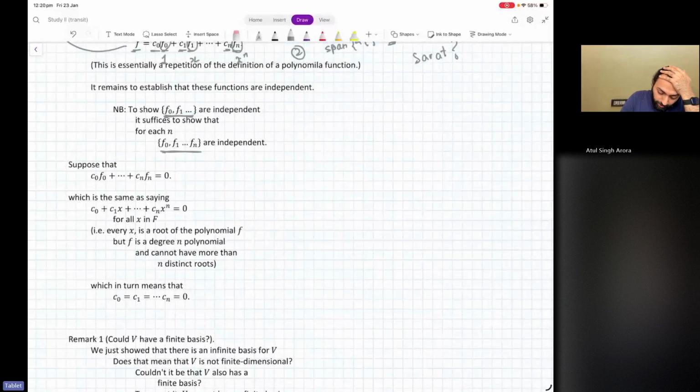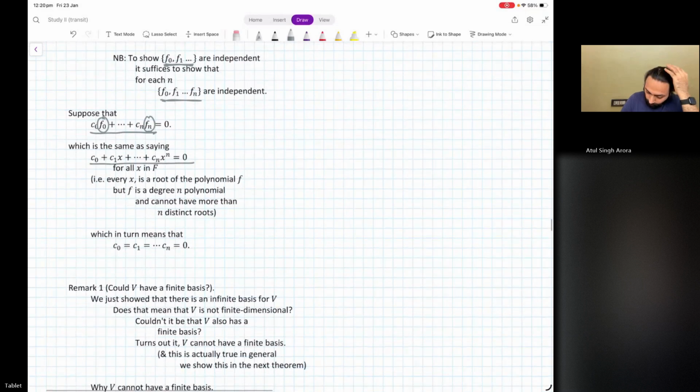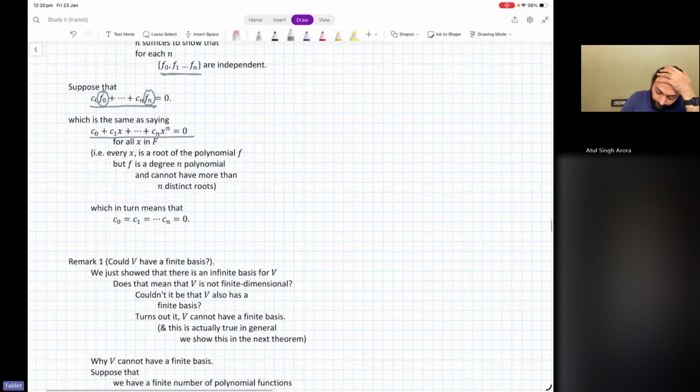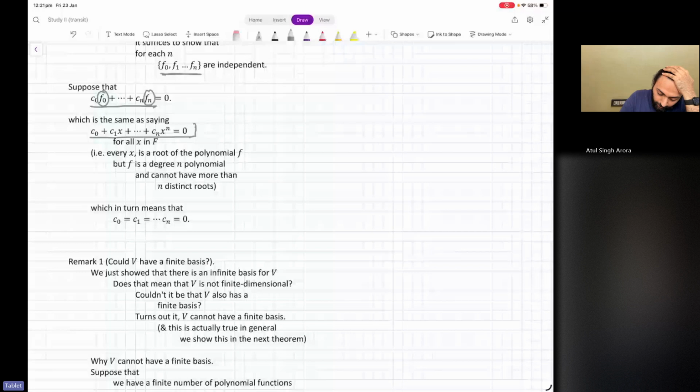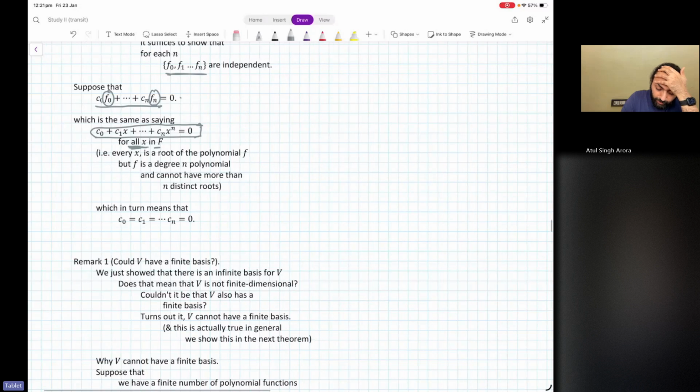So consider any finite subset. Okay. So suppose we look at this finite subset. This is exactly the same as saying that, you substitute F0, Fn, and you get this equation. Correct? Okay. And now what does this equation tell us? So this equation says that it has to be 0 for all x in the field, right? This is what it means for this vector to be 0, that regardless of what x you choose, this is 0.